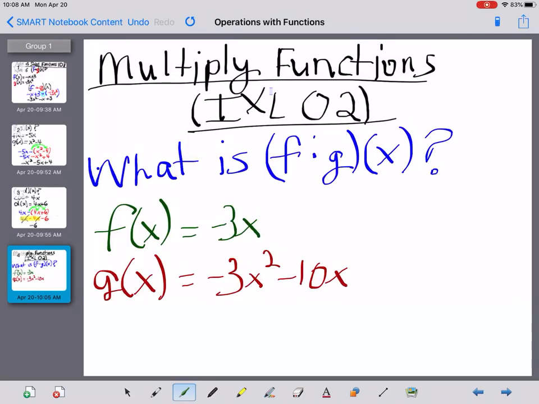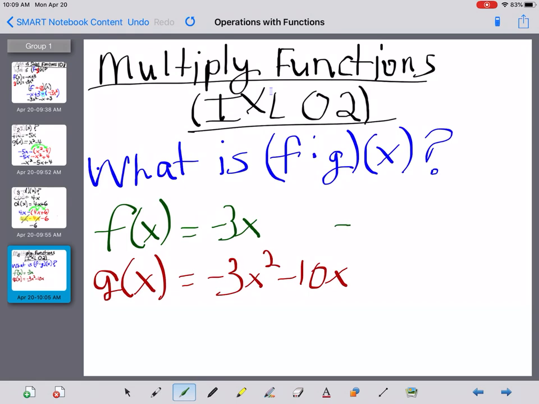Hello everybody, and welcome to another math tutorial video where this time we will be multiplying functions, which is on IXL 02. So on this one we have f times g of x, and that's what we want to find. We have f of x is negative 3x and g of x is negative 3x squared minus 10x. So this is very similar to what we did in the last one where we added and subtracted functions.